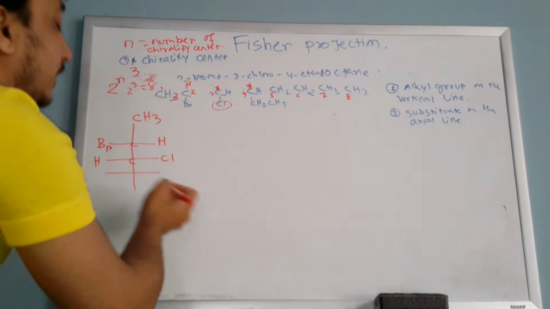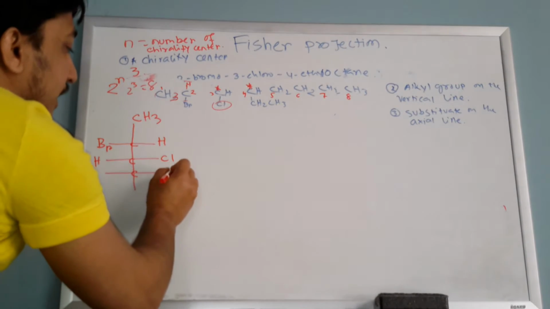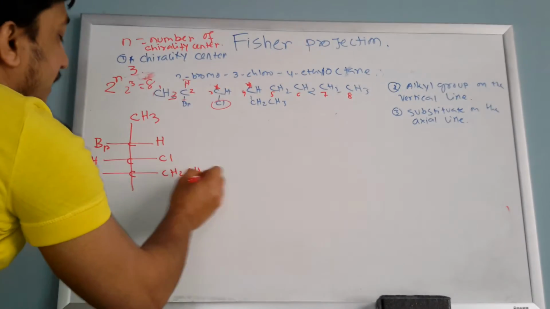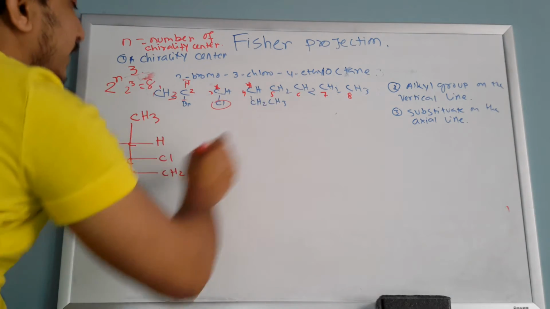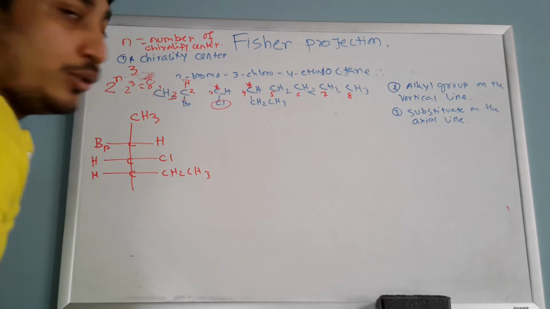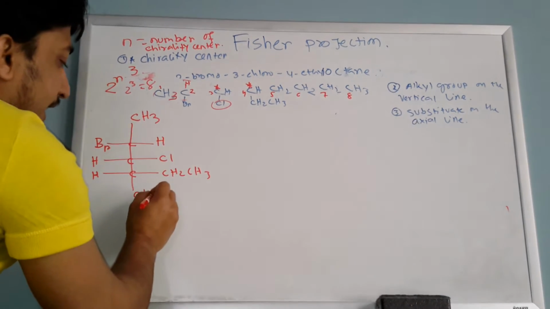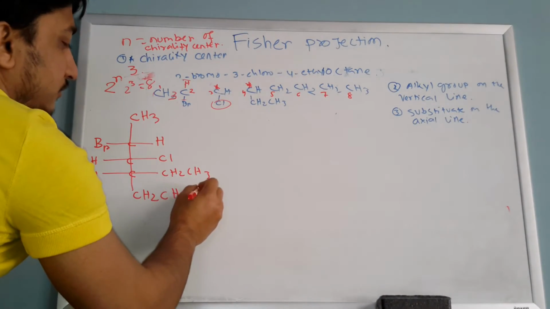Let's talk about number 4. Number 4 has CH2, CH3 and 1 hydrogen, and the whole thing is an alkyl group. It's going to be on which side? Vertical line.